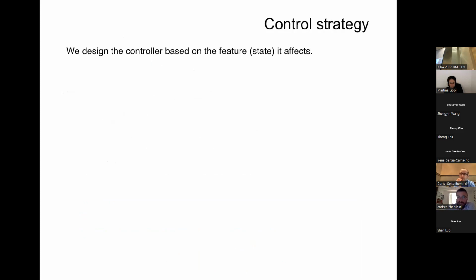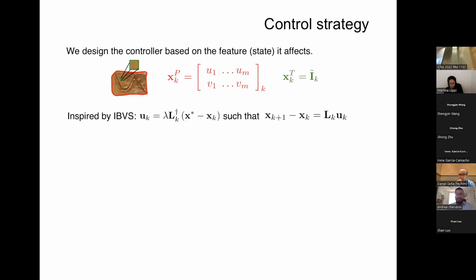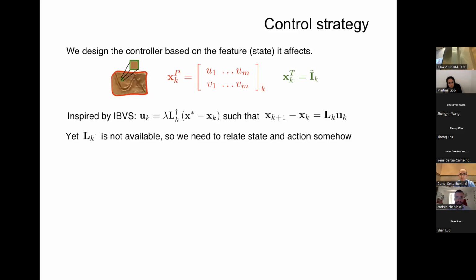So then we should design a controller based on the feature that the action affects. Recalling the actions, which are pushing and tapping, we can rely on image-based visual servoing. I showed you the equation at the beginning. In vision-based control, the velocity of the robot is controlled by inverting the matrix which relates the changes in the image and the velocity itself. So we can start modeling this, but very quickly we are confronted once again with an issue, which is that this model is not available and we need to find the relationship between state changes and actions.